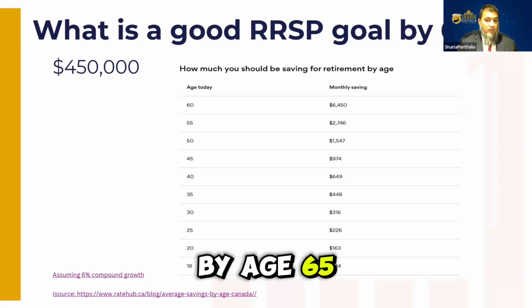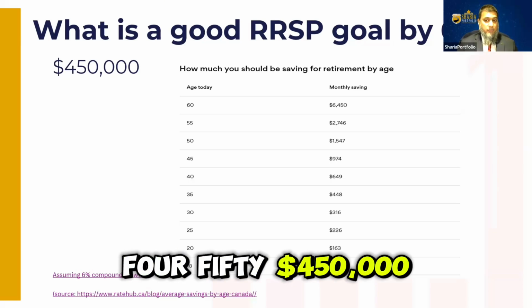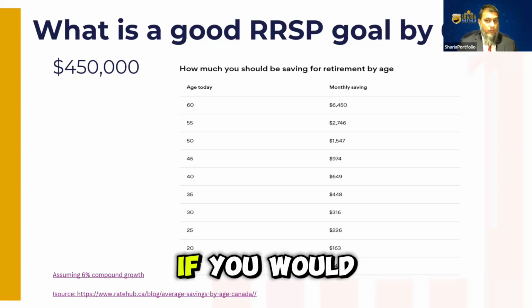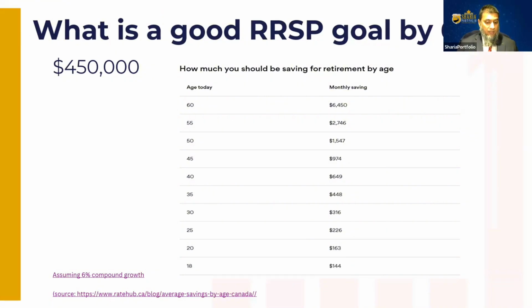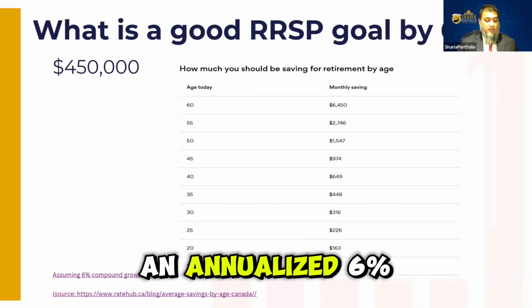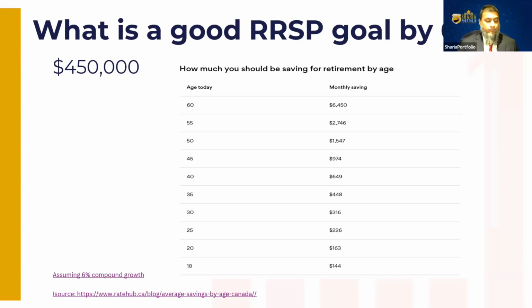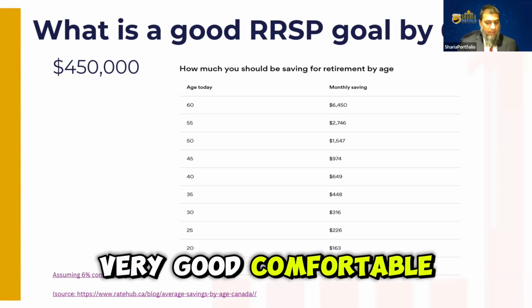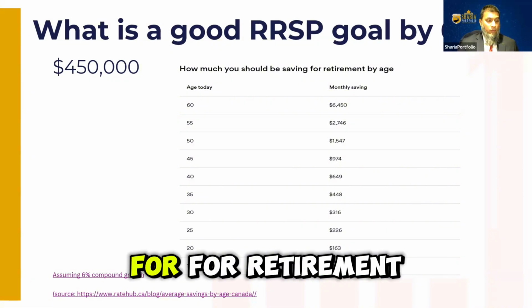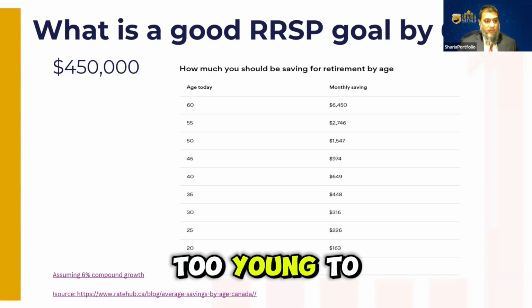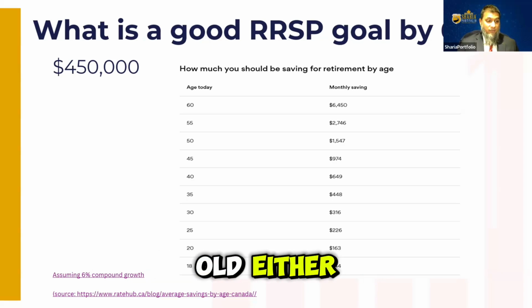Ideally, by age 65, $450,000 is a good goal to have. Applying an annualized 6% compound growth to that figure, this is a very good, comfortable goal to have for retirement by age 65. And you're never too young to start, and you're never too old either to start putting money towards your retirement. And I highly encourage everyone to start early.